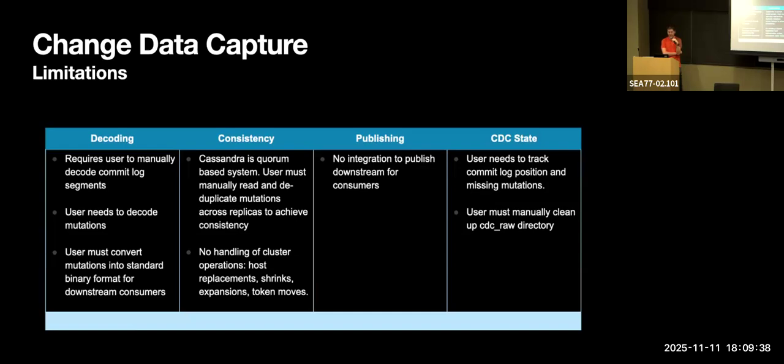And yeah, there's definitely no handling of cluster operations. If you shrink the cluster, some of those commit logs will get lost. If you expand it, some of those commit logs will be empty. That also becomes messy. Now, in terms of publishing, there's no way of directly publishing whatever you read from the commit log on the Cassandra node to anywhere. And yeah, it's also hard to keep track.